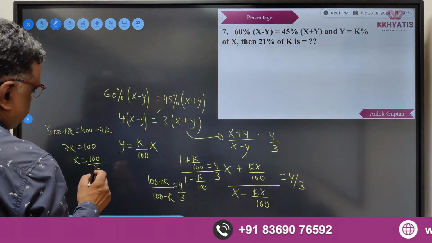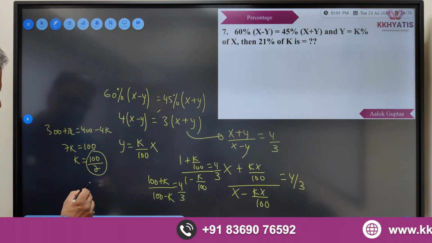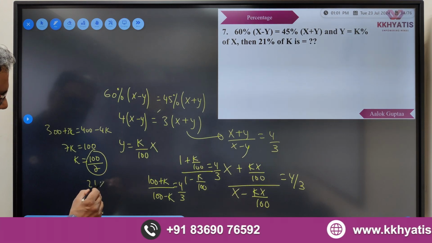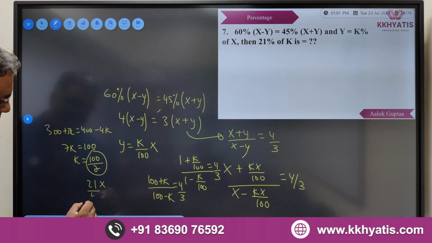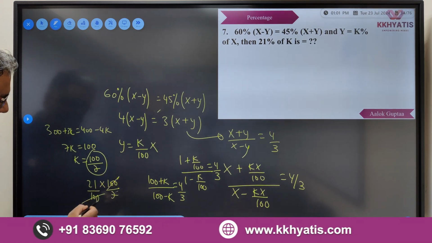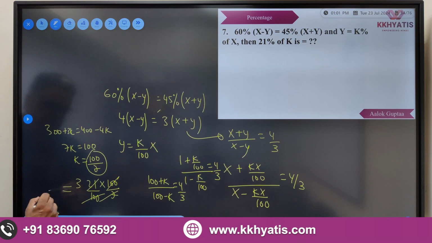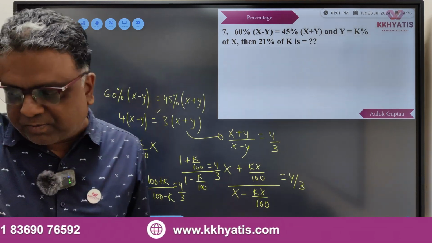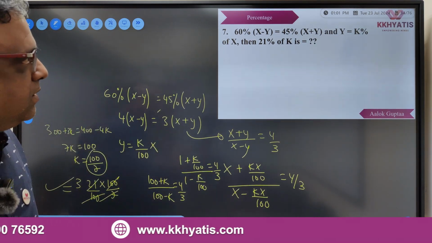I have to find 21% of this value. So 21 upon 100 into 100 upon 7. This gets cancelled. So the answer is 3, correct? You have to simply just follow the method. That's it.